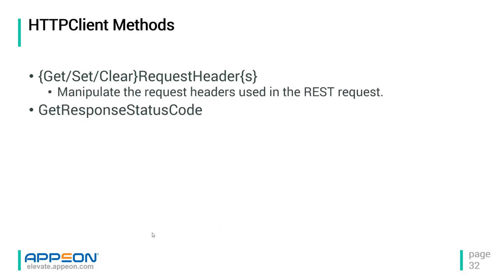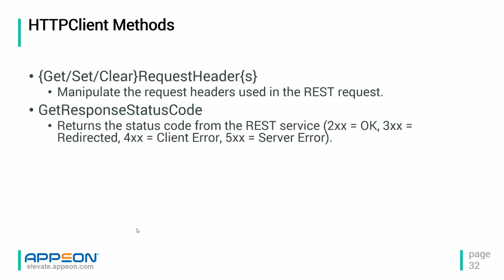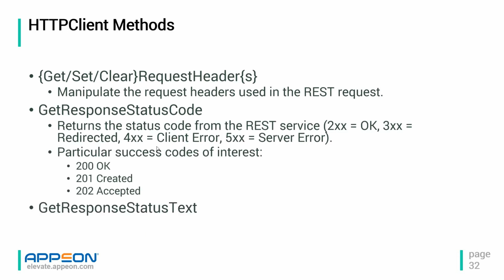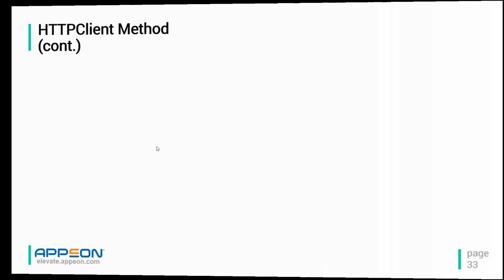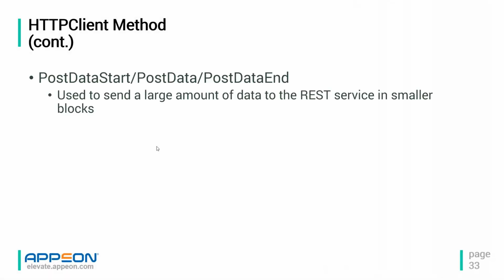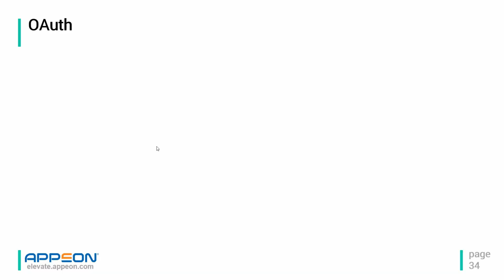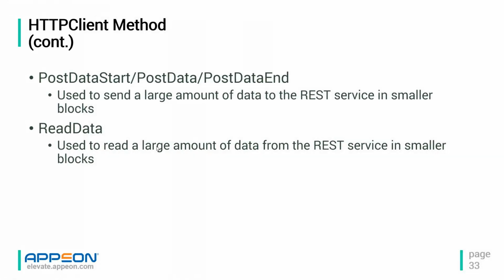And then these methods were discussed under REST client as well, at least the ones having to do with the request headers and the status code and the response status text. Those were all the same as the REST client. But there's some additional methods here, and these are the ones that are used when you're parsing through the data in chunks. So you would use the post data start, post data end to send large amounts of data, or read data in order to read data in smaller chunks.